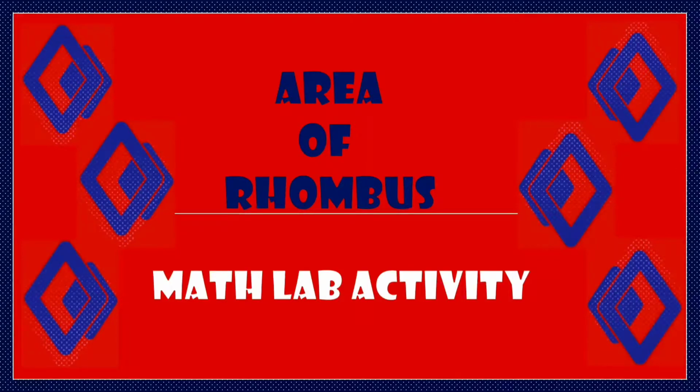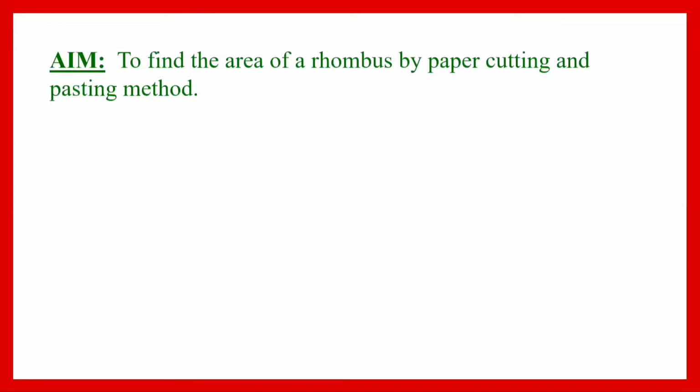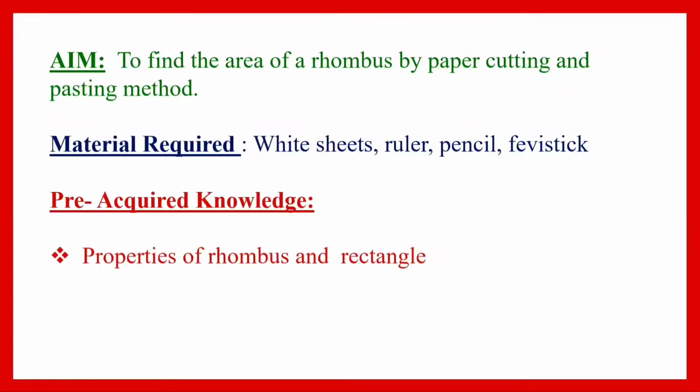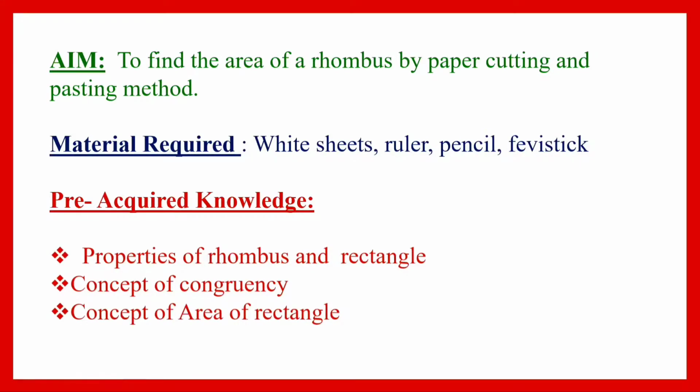Let us see what is the aim of the activity. The aim is to find the area of a rhombus by paper cutting and pasting method. The material required is white sheets, ruler, fevi-stick, pencil and maybe any colored pens you may take. The pre-acquired knowledge is the properties of rhombus and rectangle, then the concept of congruency and the concept of area of rectangle. The procedure, let us see.